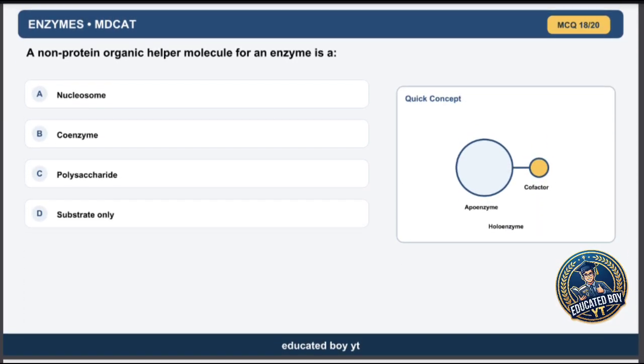Question number 18. A non-protein organic helper molecule for an enzyme is a: option A, nucleosome; option B, coenzyme; option C, polysaccharide; option D, substrate only. Right option is option B, coenzyme.